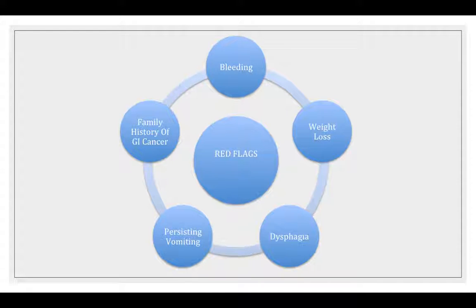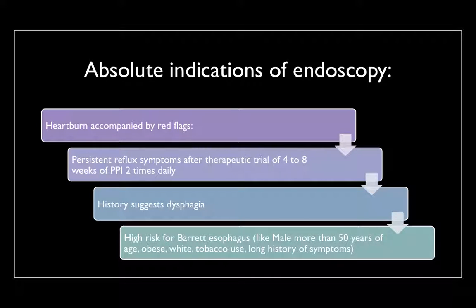So these are all the red flags. If the patient is having weight loss, difficulty in swallowing, continuous persistent vomiting, a family history of GI cancer, or any bleeding history. These are all the symptoms considered red flag symptoms. If the patient has these red flag symptoms, he's an ideal candidate for endoscopy.